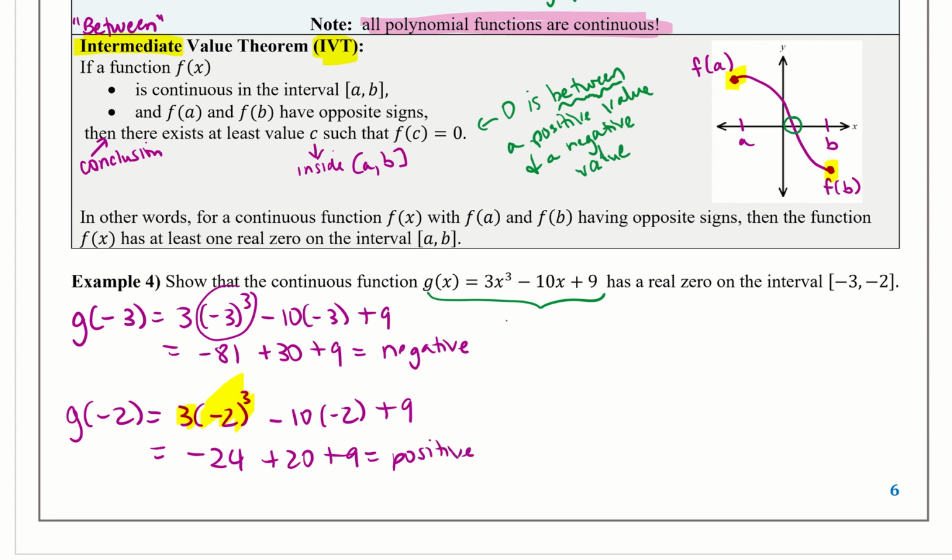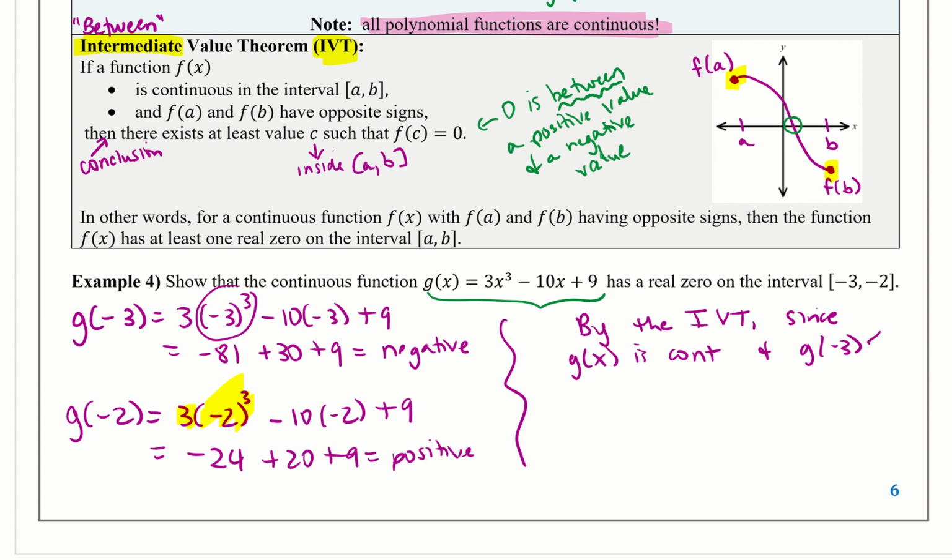So, by the IVT, since g of x is continuous and g of -3 is negative, now here's one way to say negative, and g of -2 is positive, then g of x must equal 0 at least once on the interval from -3 to -2.